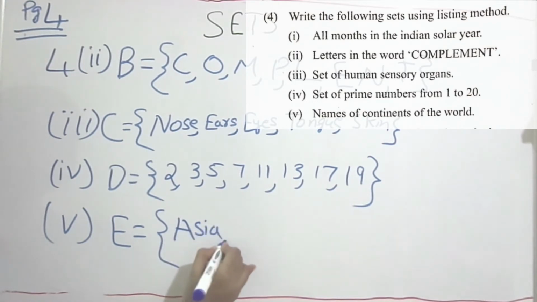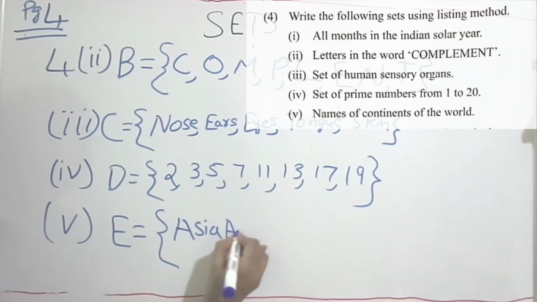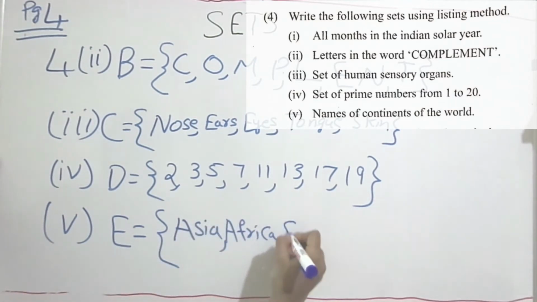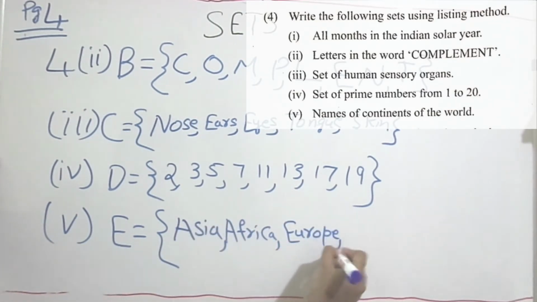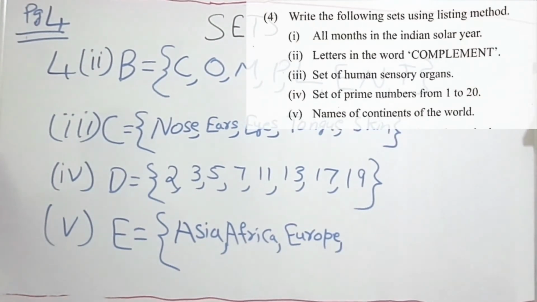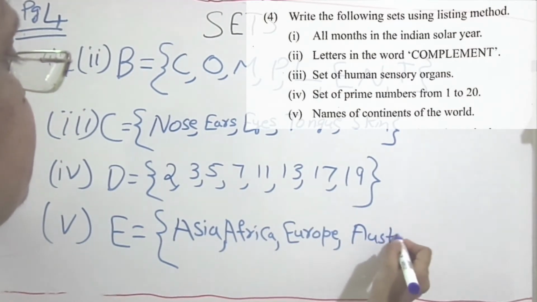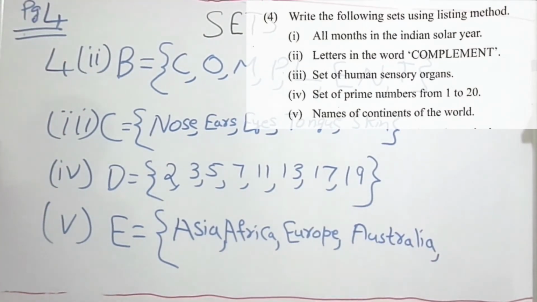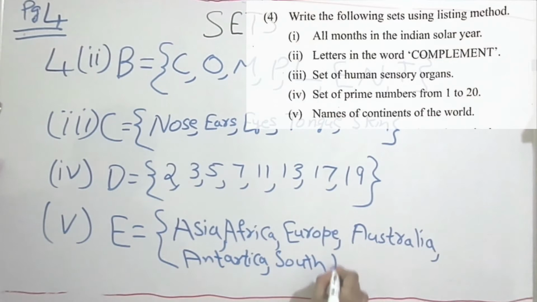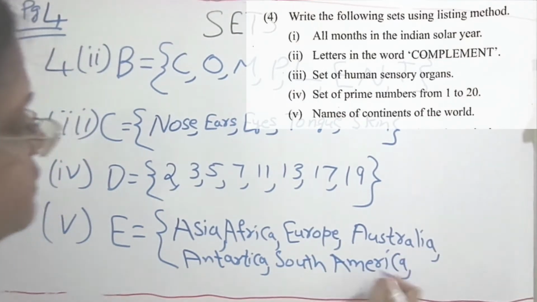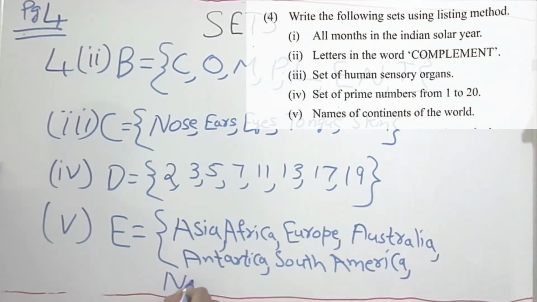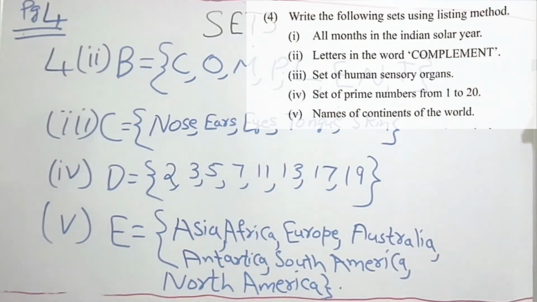Asia, Africa, Europe, Australia, Antarctica, South America, and North America. Close the bracket.